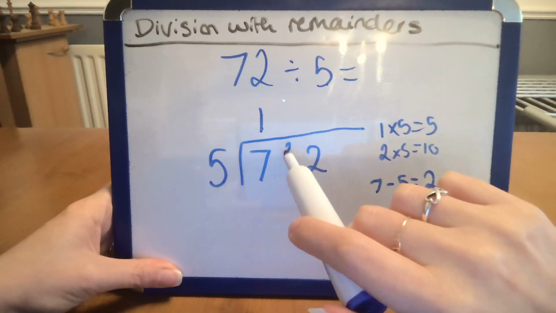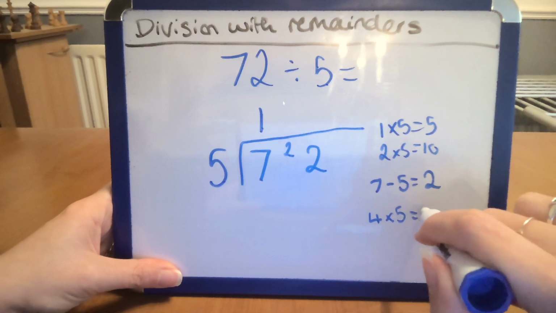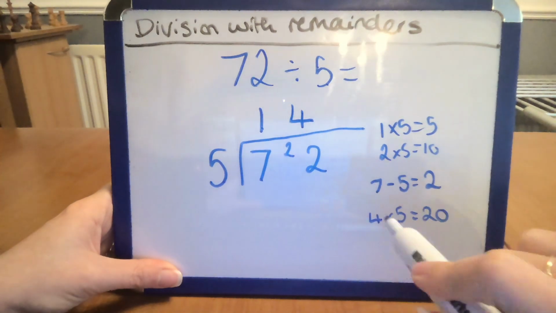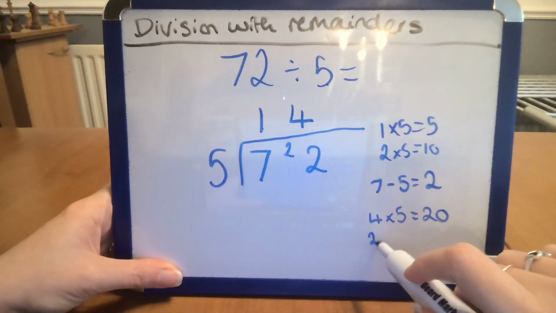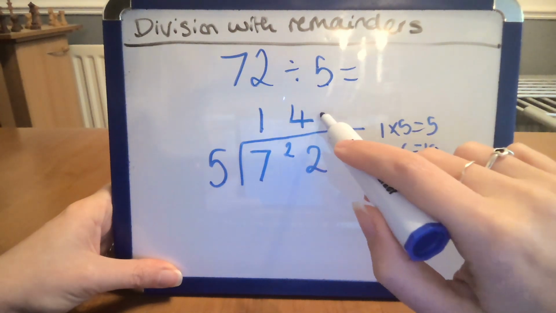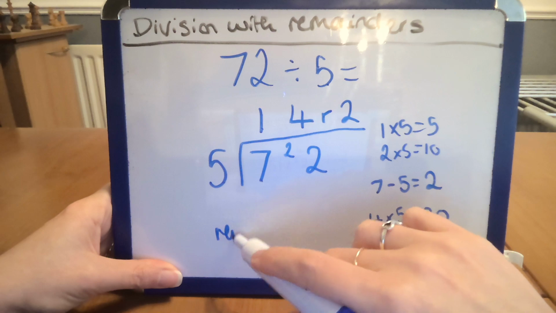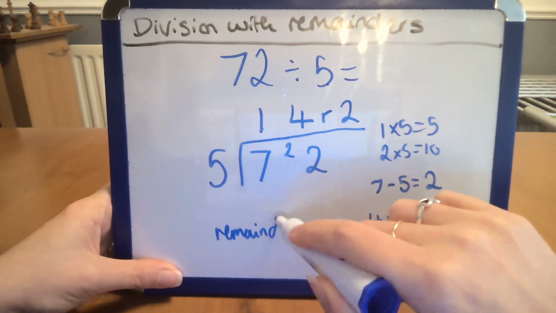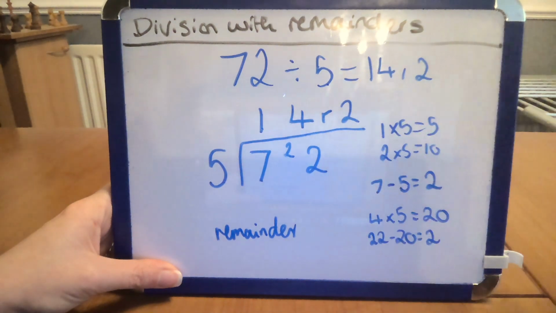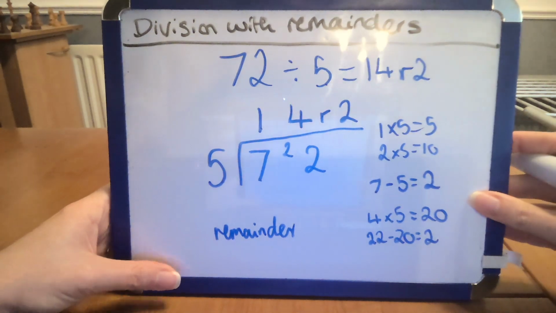How many times does 5 go into 22? Well, 4 times 5 is 20. So 4 goes here. Again, we have some left over because we wanted 22 and we only got to 20, so there are 2 left over. This becomes remainder 2. That R stands for remainder. So it's 14 remainder 2. When you get to level 2 functional skills, you will be doing decimals with the remainder, but for now, that is your answer.